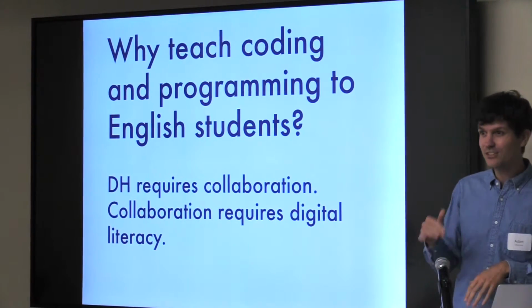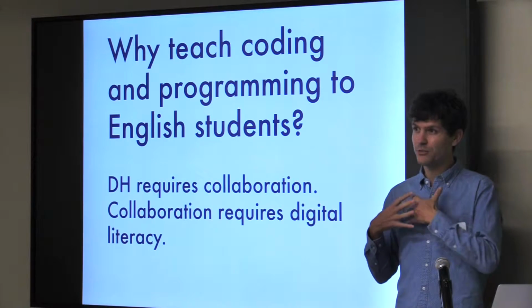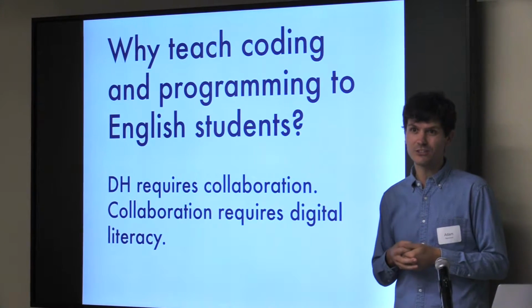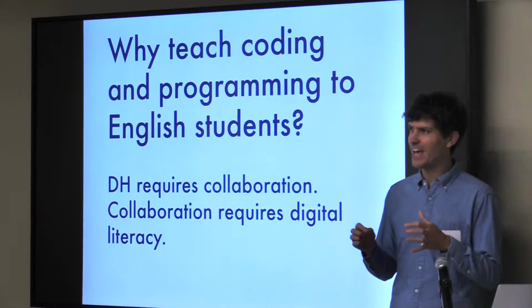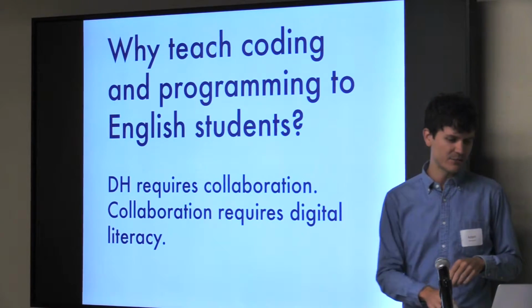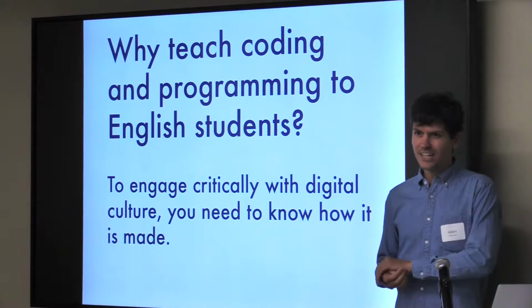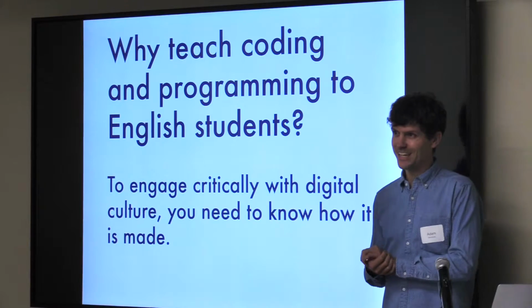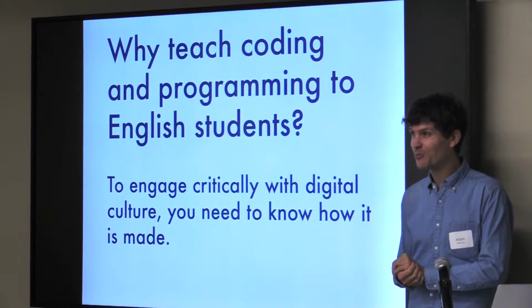So DH is collaborative, as we've talked about. Collaboration from the humanities perspective requires digital literacy. Twine is an awesome way of developing digital literacy fast and in a humanities-friendly kind of way. One of the lines that I use again and again resonates with me and seems to resonate with others: culture is being made digitally more and more today.